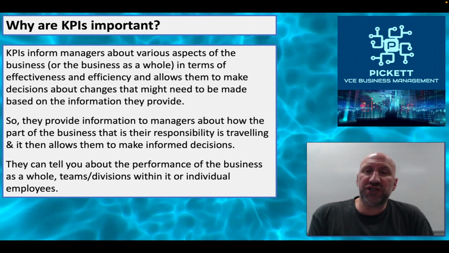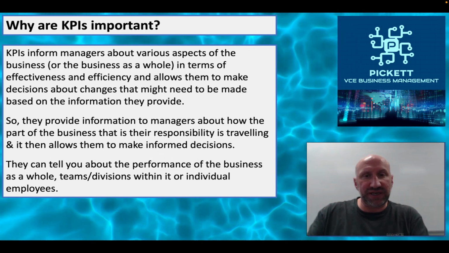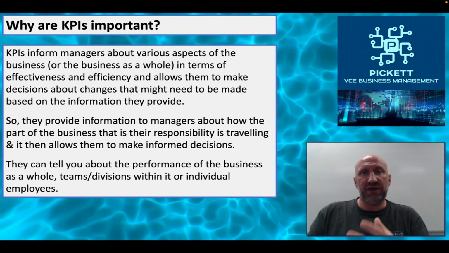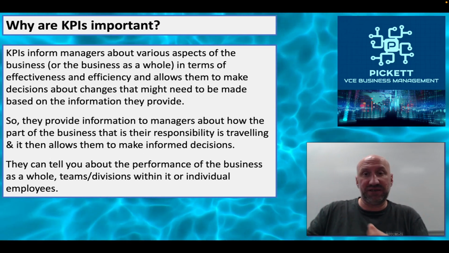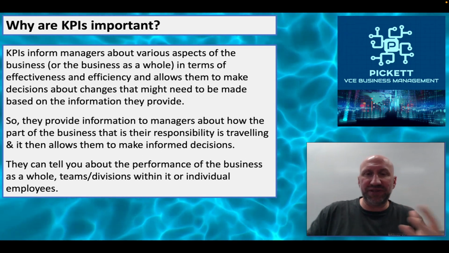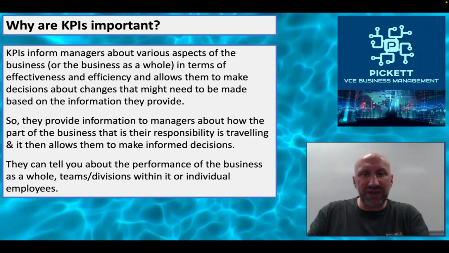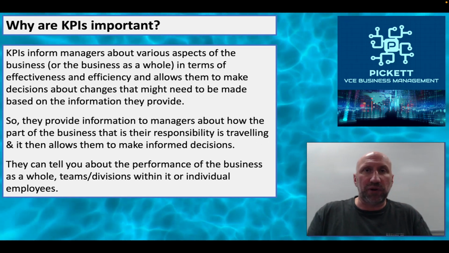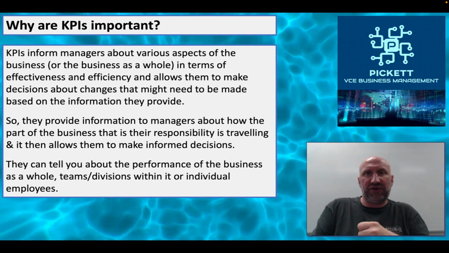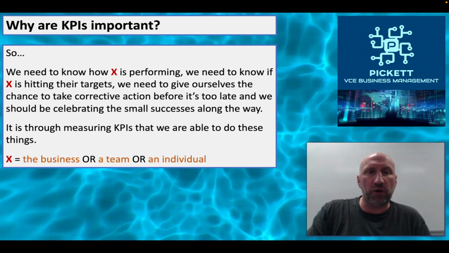So they provide information to managers about how the part of the business that is their responsibility is going, and then it allows them to make some informed decisions about how they manage that part of the business in the future. Now, KPIs can tell you about the performance of the business as a whole, individual teams or divisions within the business, right down to individual employees. Okay, it depends on what exactly we're measuring and how we're applying the KPI. So very, very broad range. So individuals right through to the entire business as a whole.